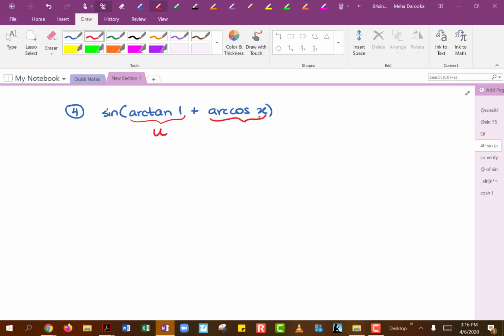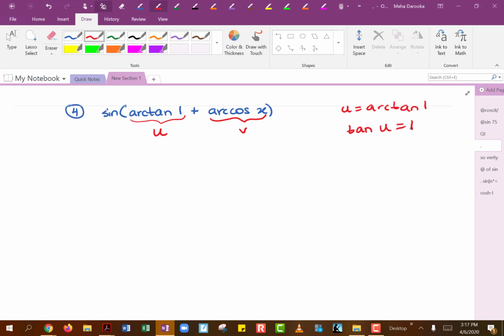And then I'm going to call this angle v. So you are basically saying u equals arctangent of 1, which of course, using the definition of arctangent, will now become tangent of u equals 1.